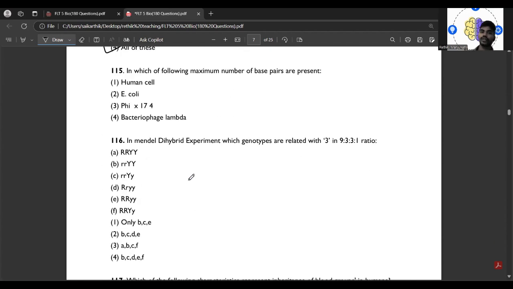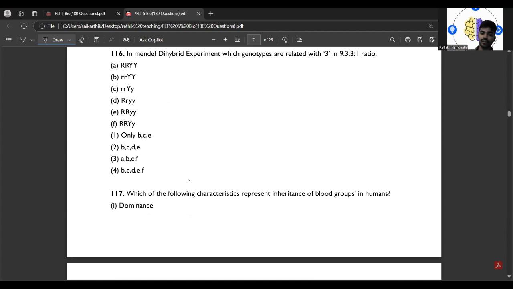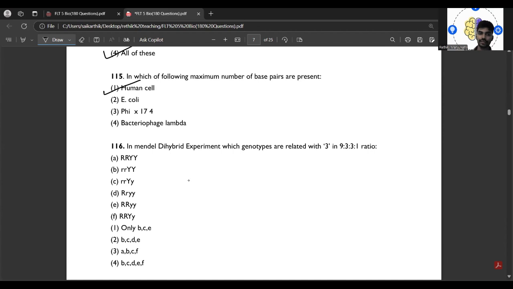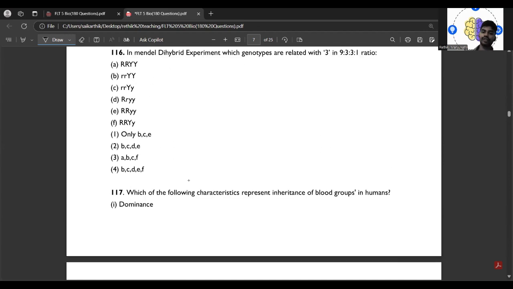So 115 is in which of the following maximum number of base pairs are present. It is very clear, it is in the human cell. You know how many base pairs are present in a human cell? It is 6.6 into 10 to the power of 9 base pairs, whereas in E. coli, 4.6 into 10 to the power of 6 base pairs. And for bacteriophages, it is 48,502 base pairs, and for this, it is actually 5386 nucleotides. So, moving on to 116.